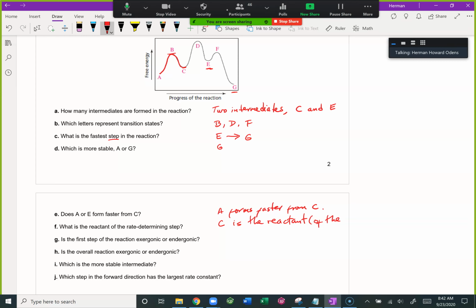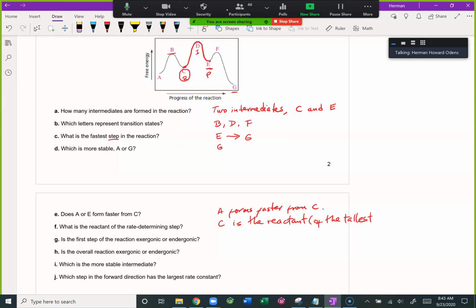C is the reactant. I'm sorry? Why is C the reactant? Yeah, because now you're comparing this big peak here, this big bump. And so this is the reactant, this is the product for this step. And this is your intermediate, D. So C is the reactant.